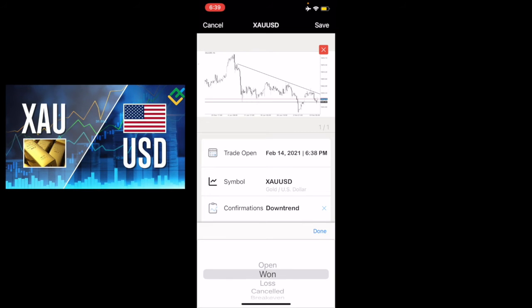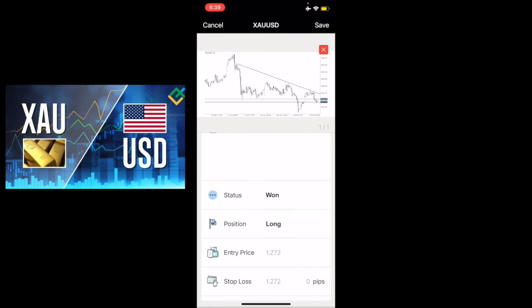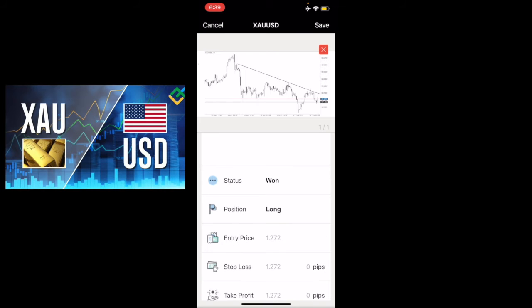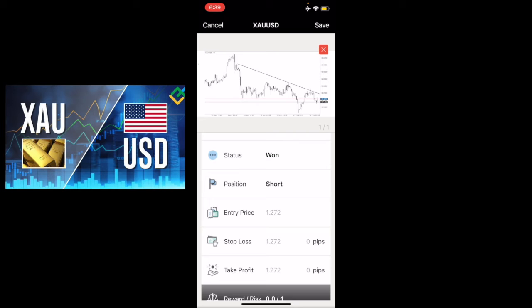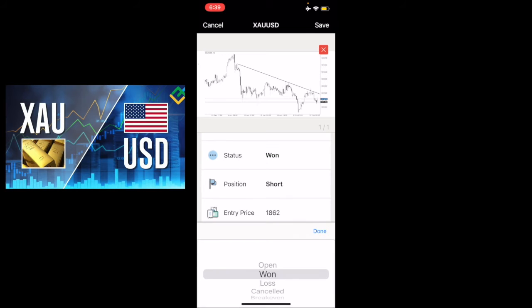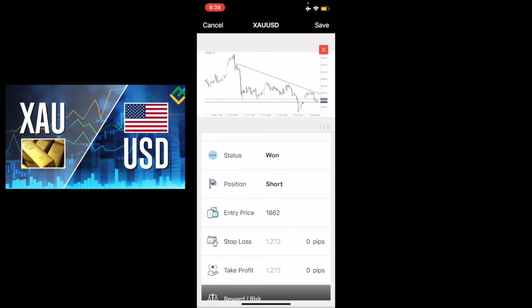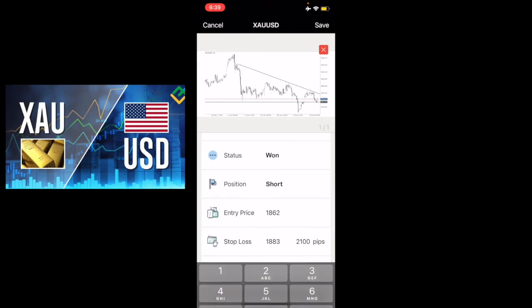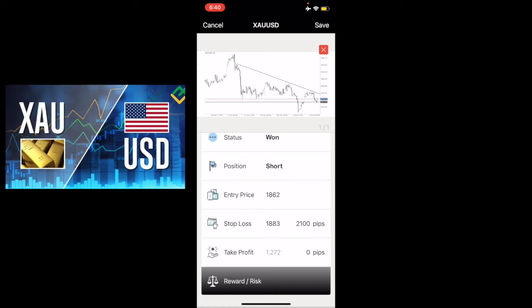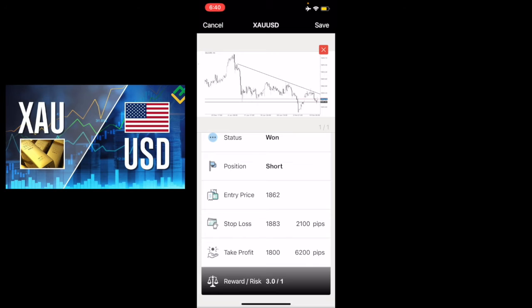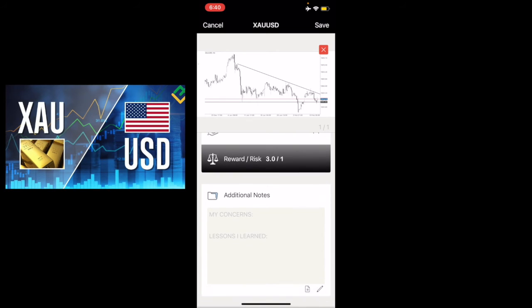Status, won. You can even choose, if you canceled that trade or it went to break even, you can choose any option. Position, short. Yeah, we won this one. So let's say we entered at 1862, and our stop loss was at 1883, and our take profit was at 1800. It even shows you your risk to reward there. Then you add notes.